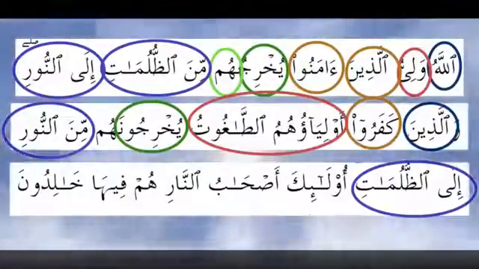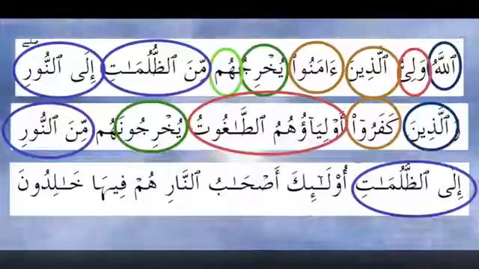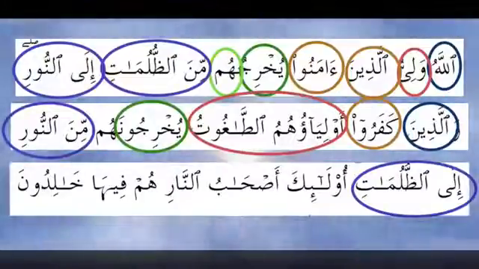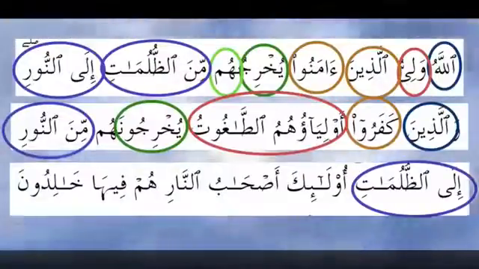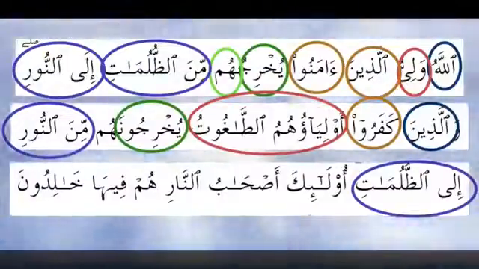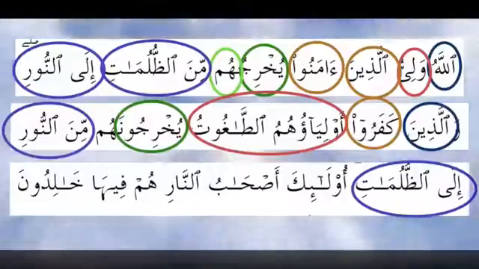But from light to darkness, yukhrijuna. There are many, many deities. That's why the fa'il is yukhrijuna. This is hum. There are many which can take us from the light to the darkness.